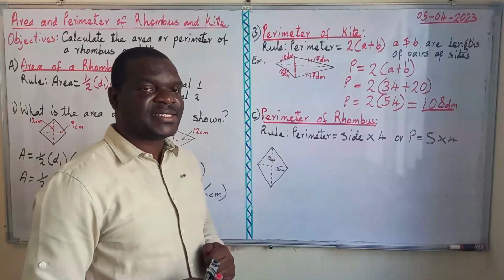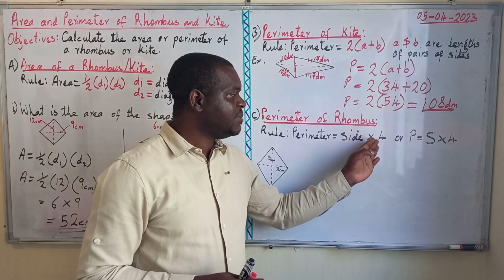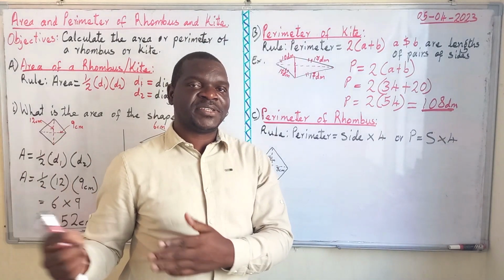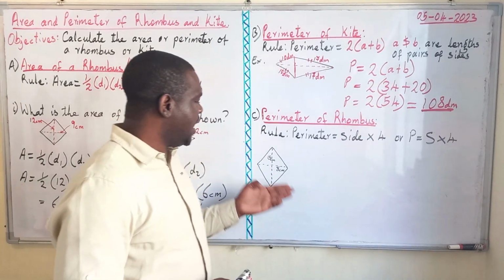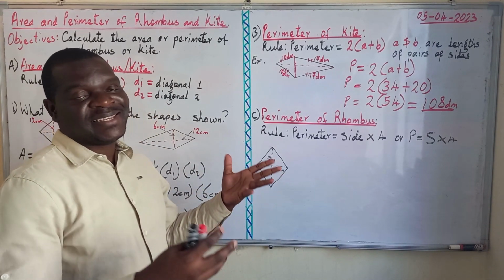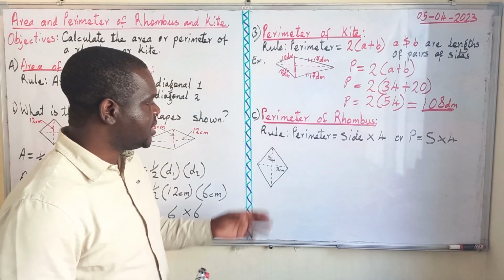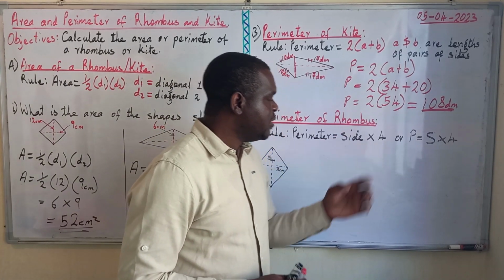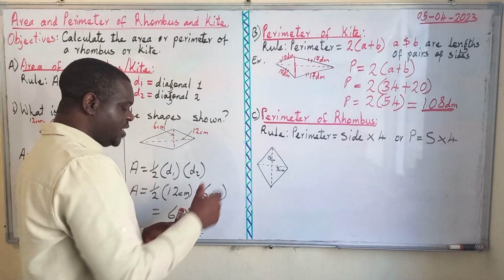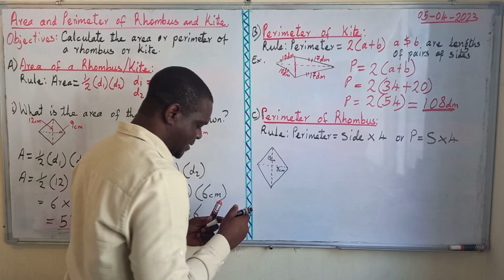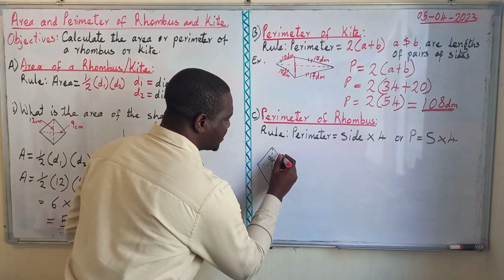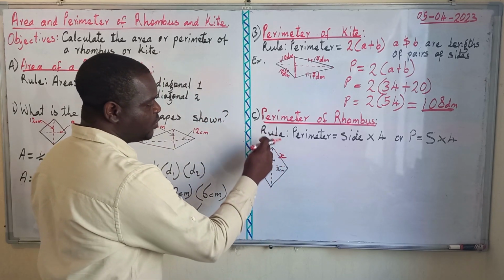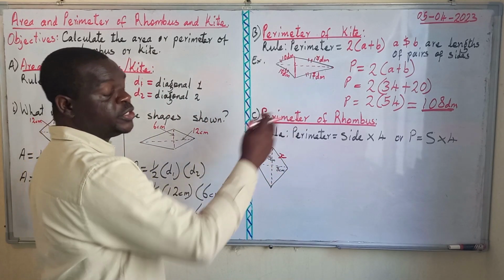The rule here states that perimeter is equal to side times 4, which of course reminds us of the perimeter of a square. And we said a rhombus is also a square because all the sides are the same. So the rule is side times 4. Therefore, our concern here is to find the side. Let's name this side X, because if we find one side, we multiply it by 4 to find the perimeter.